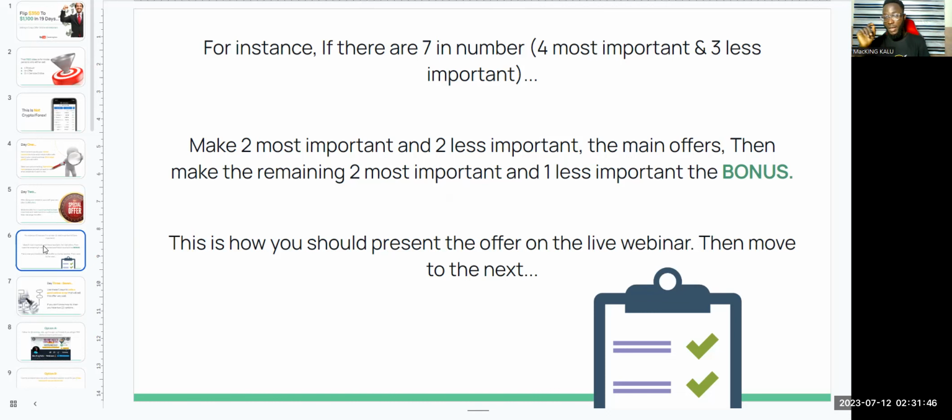I've used this for myself, I've used this for my clients, and whoa, the result was crazy. I remember using it for one of my clients, who's a super affiliate, Joyagwema. She made over 3 million naira plus in less than 30 days, using this same method I'm showing you now. So you would want to leverage this particular method to sell your offer on the live webinar.